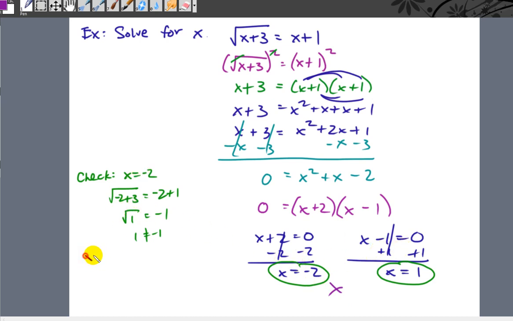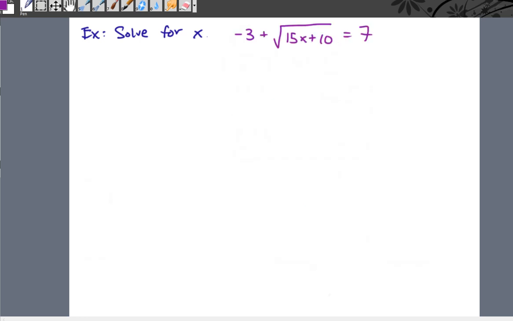Now we've got to check the other one. Let's check x equals 1. If we plug this back in, we get 1 plus 3 equals 1 plus 1. Square root of 4 equals 2, and 2 equals 2. That works. So this is a valid solution. This other one is gone, so only x equals 1 will work. That's the only valid solution. Okay, so let's try another problem.